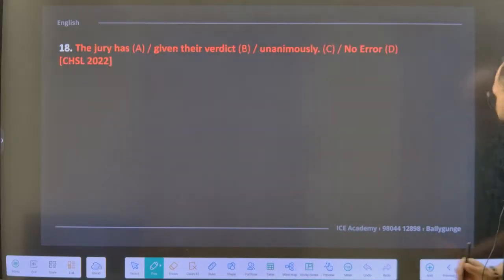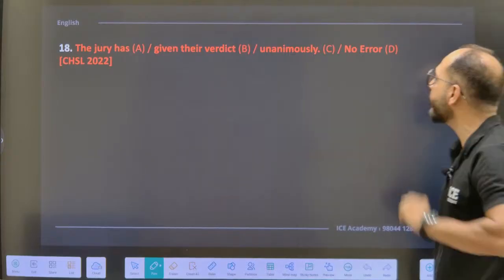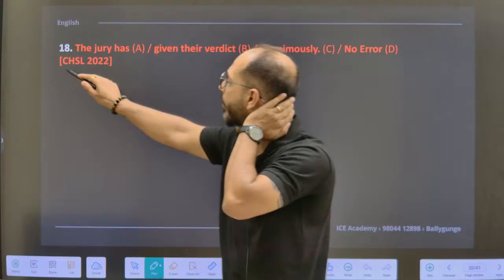Chalo, next question. Question number 18. The jury has given their verdict unanimously. Very good question. CHSL 2022 question.